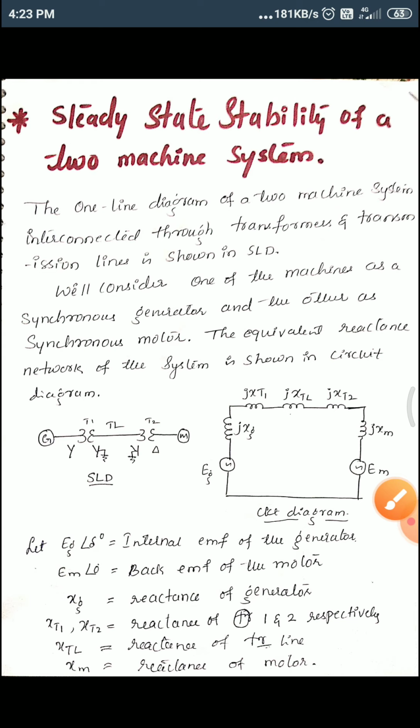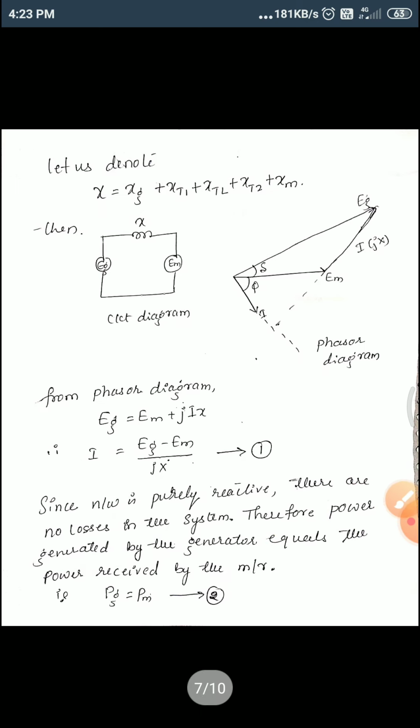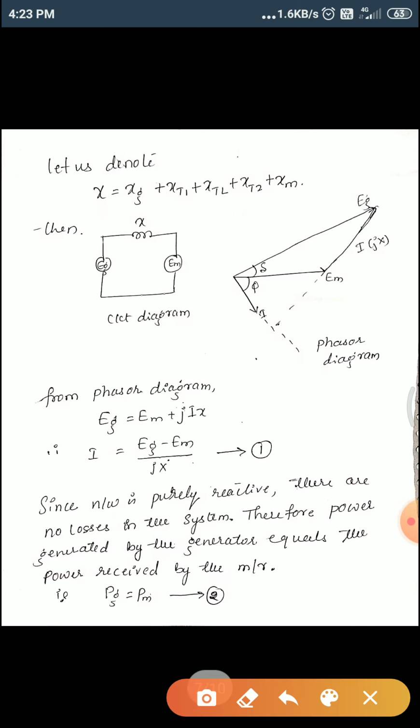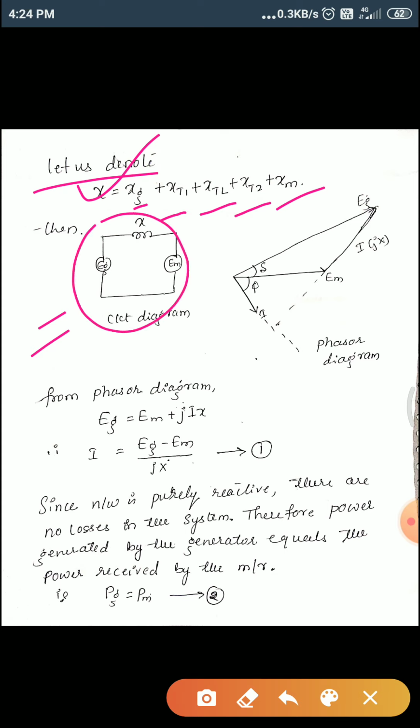Now for simplification, let's denote xg plus xt1 plus xtl plus xt2 plus xm, all the reactances of the generator, transformer 1, transformer 2, transmission line and motor, as equal to x. Then the circuit diagram comes like this: Ez, x and Em. Based on this we are supposed to draw the phasor diagram.